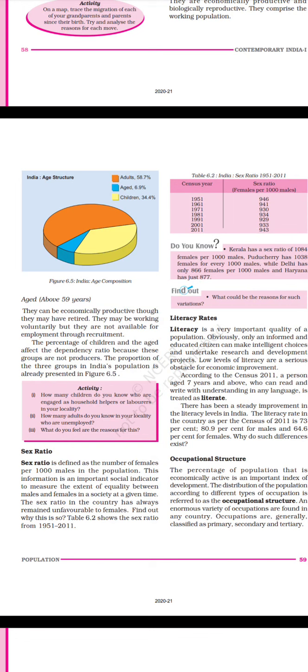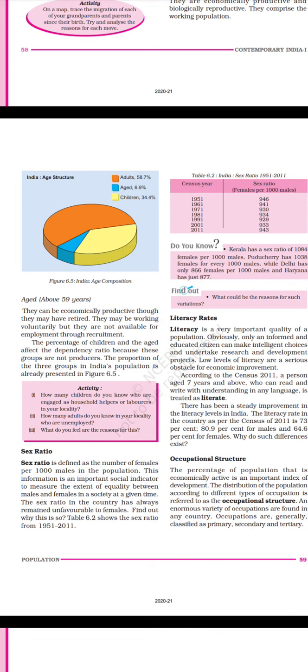There has been a steady improvement in the literacy levels in India. The literacy rate in the country as per the census of 2011 is 73%, 80.9% for males and 64.6% for females. Why do such differences exist?